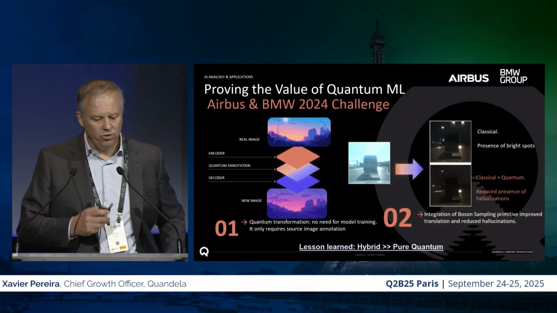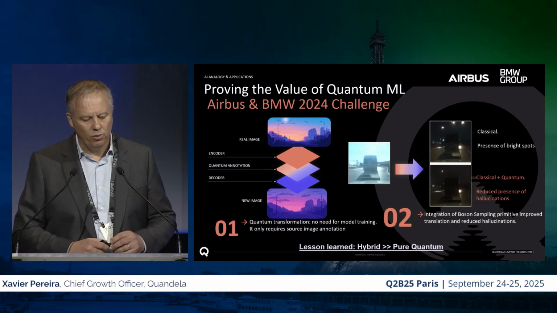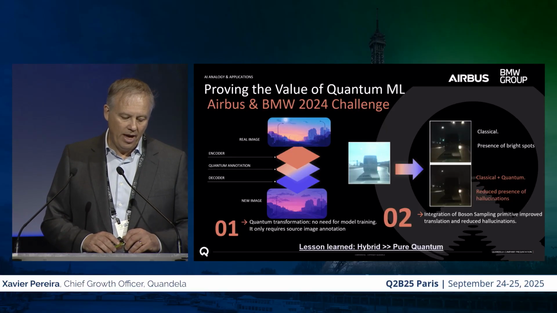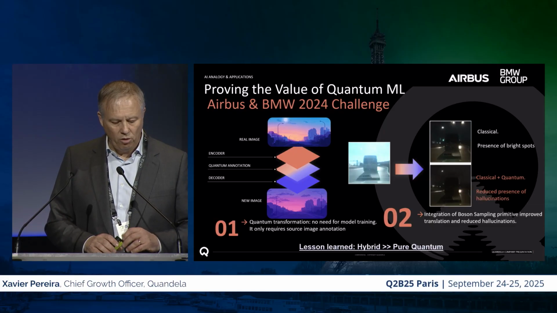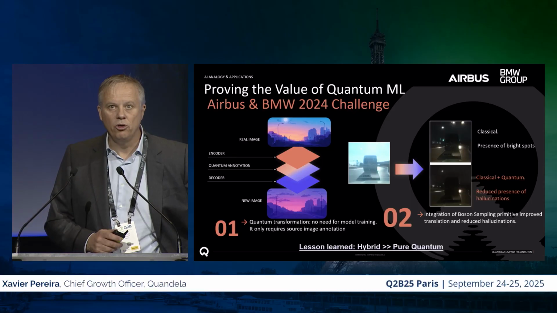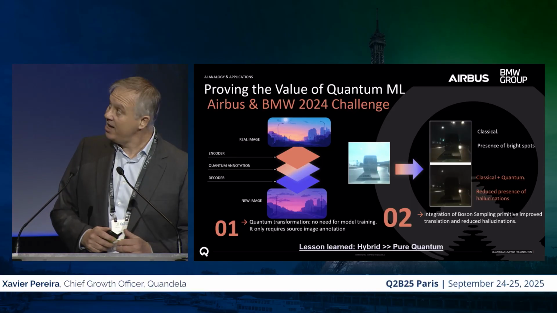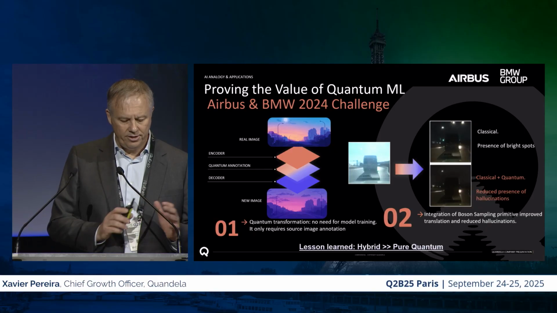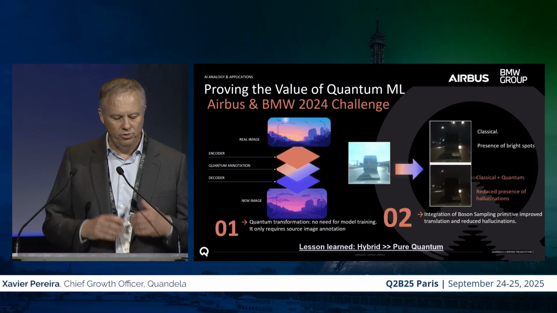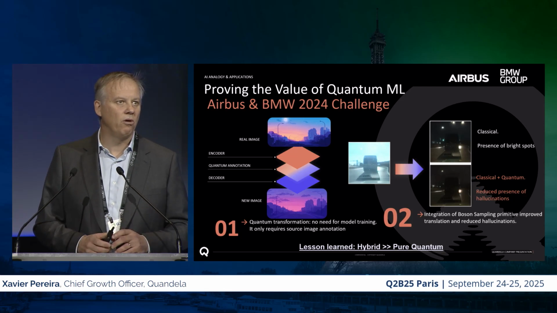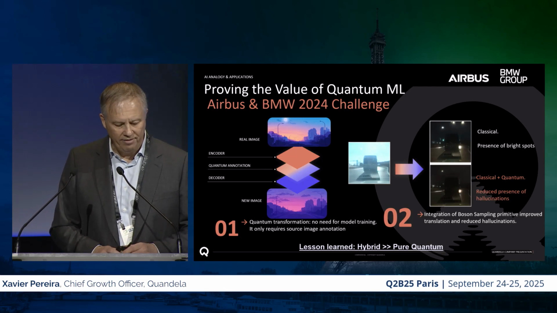So let's take a first concrete example that I want to share today from an early work we did with Airbus BMW in 2024 on quantum machine learning, and that was a challenge where we won the QML track. The task was a generative learning problem: translating nighttime navigation images into daytime images and vice versa, a task relevant for a use case of autonomous driving.